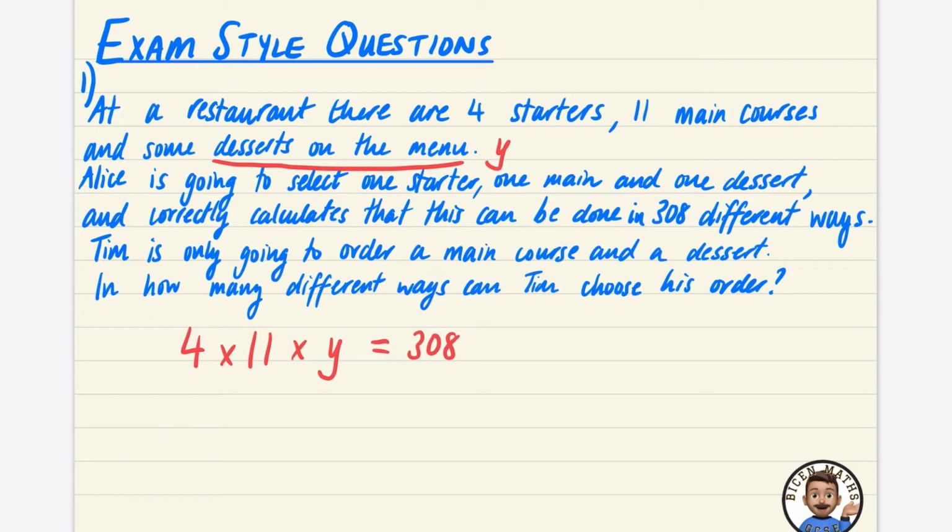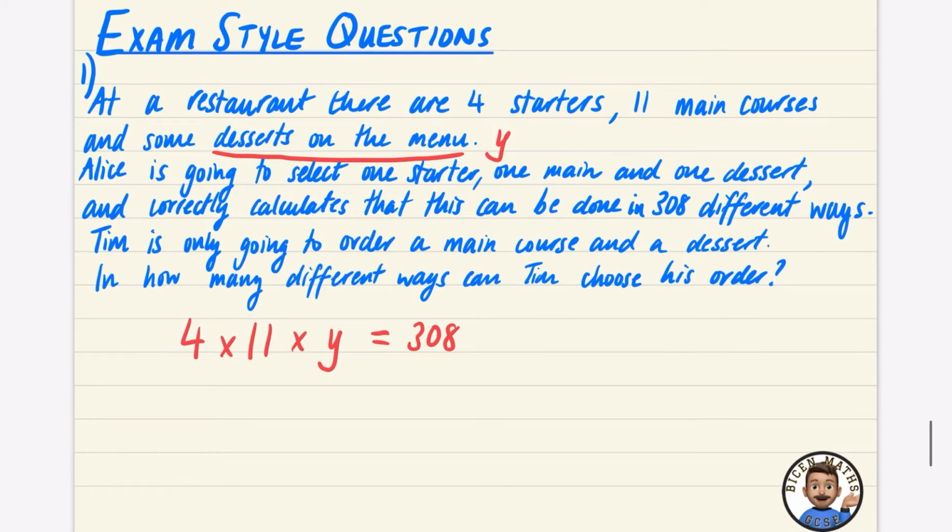Now, if you were doing this without a calculator, I wouldn't do 4 times 11 and then do 308 divided by that. I'd probably divide by the 4 and then divide by the 11. So I'm going to start off by dividing both sides by 4. So I'd have 11y equals 308 divided by 4. 4 goes into 30 7 times remainder 2, so 77. And then I can divide both sides by 11, so that Y is 7. So this means that there are 7 desserts on the menu.